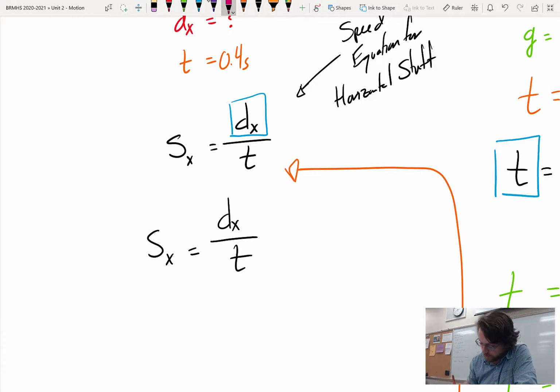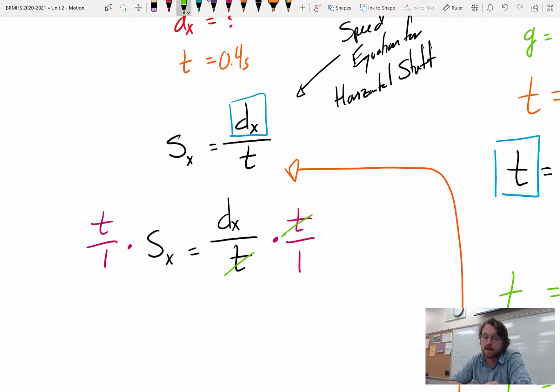So I'll show it in pink. I'll multiply both sides by t. Whatever I do to one side, I have to do to the other. Otherwise, the equation does not stay true. I'll show in green here, canceling out my time t. That's why I multiplied by it on both sides.